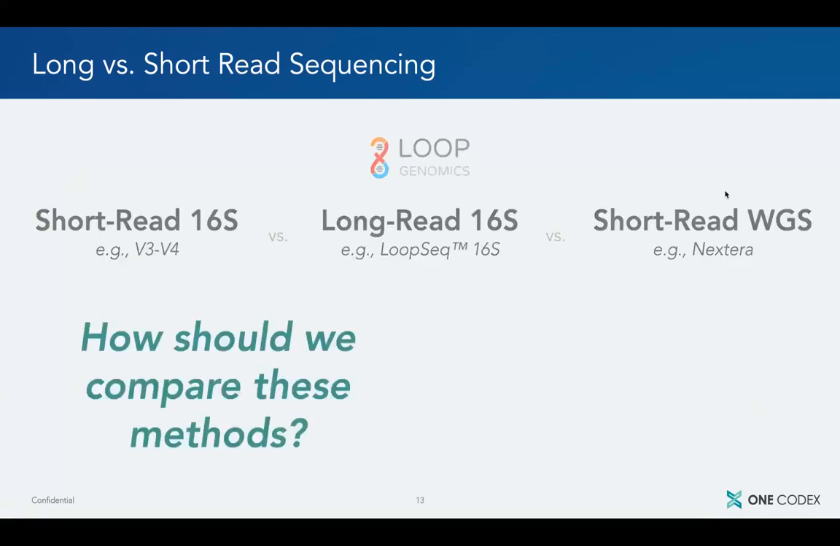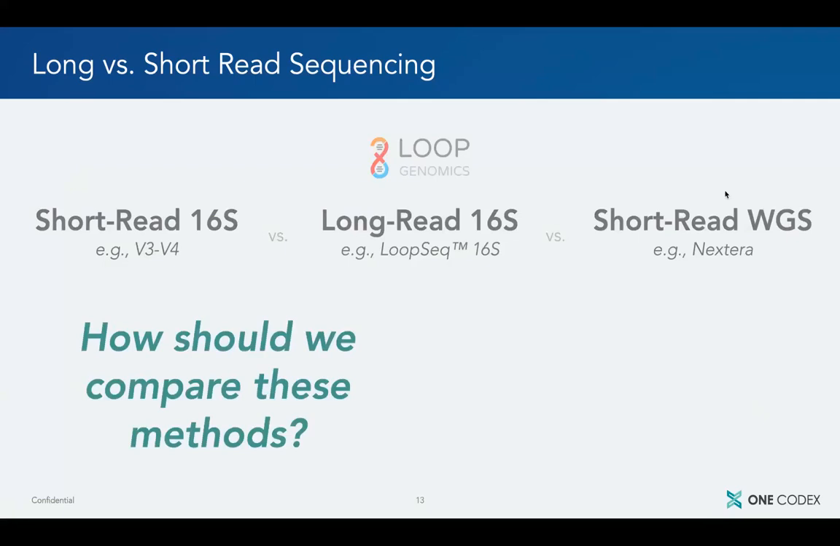And I think the question is, how do we want to look at these different data types? How should we compare these methods? Someone comes to us and says, I'm planning a project, I want to sequence 500 stool samples. What should my technique be? I have the following questions. Should I be using short read 16S? Should I be using LoopSeq? Should I be using shotgun sequencing?